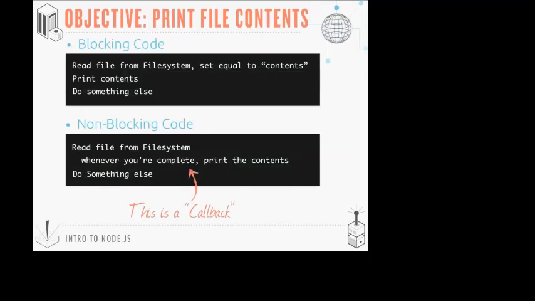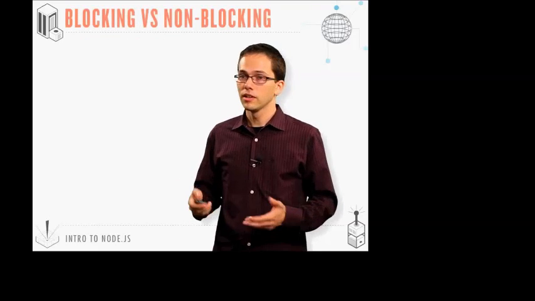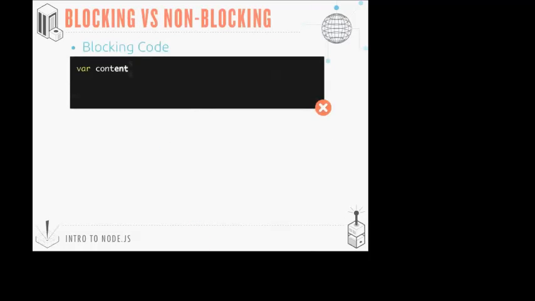That technique there, saying, when you're complete, do this, we call a callback. We're going to call back that function once the file is done reading. Executing the pseudocode might go like this, where we read the file from the file system. We might do something else, so it's simply going to continue on, and then at any point in the future, when it's done reading the file, it's going to print the contents.